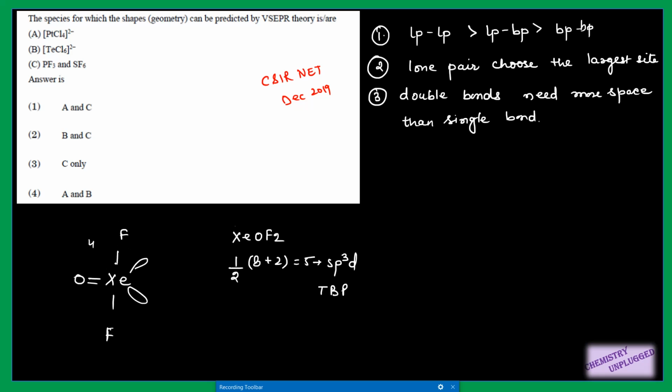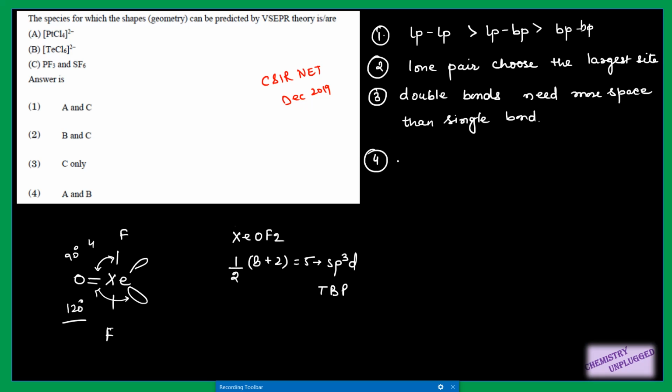How? If you want to calculate the bond angle between these two, it will be 90 degrees, right? And the angle between these two will be 120. So if I place this oxygen in the vertical direction, then its bond angle will become lesser, right? So it will try to occupy the place which has larger space. The trigonal planar side has larger space as compared to the axial side. So in this case it will occupy the equatorial side.